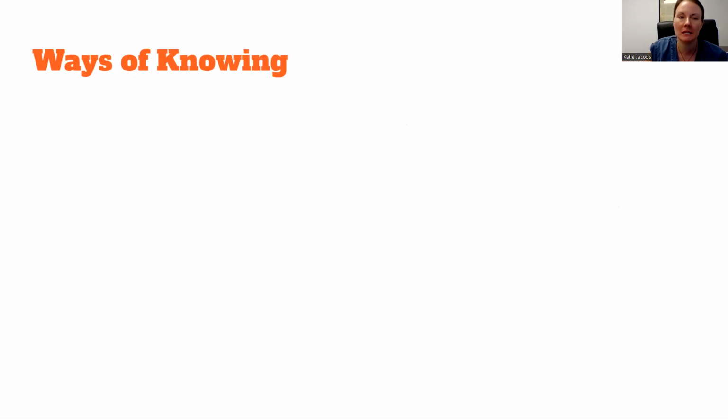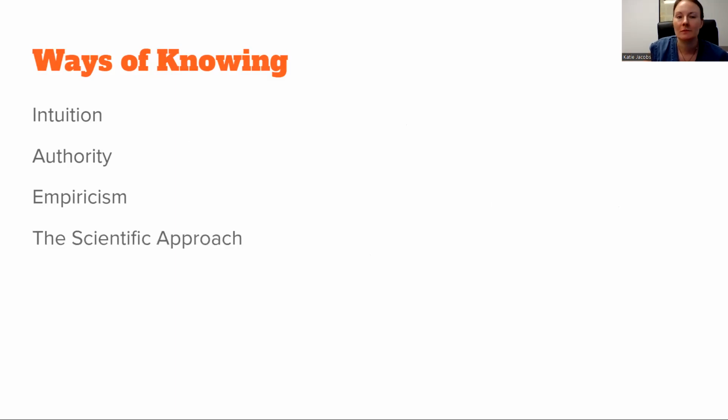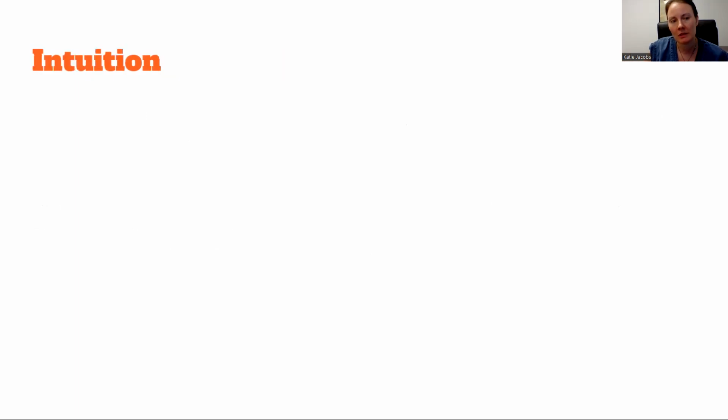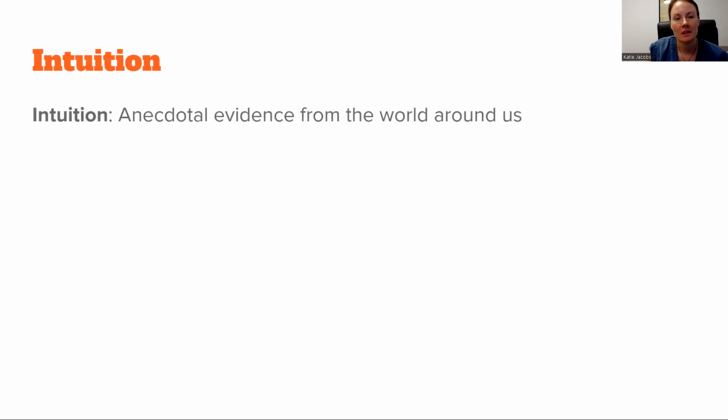So there are different ways that we can know things. There's intuition, there's authority, there's empiricism, and the scientific approach. And so when we learn about these, the first one that our materials went through was intuition. And intuition, we see this one quite a bit, or we hear about it quite a bit. And this is when people just have anecdotal evidence from the world around us. So we always know that, someone's cousin's husband's pet hamster's best friend had this wild thing happen, and that's the evidence people provide for whatever point that they're wanting to make.